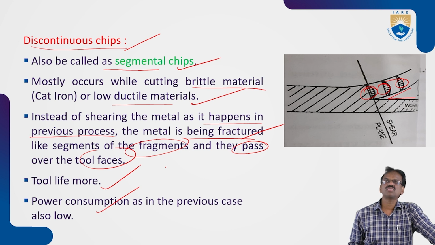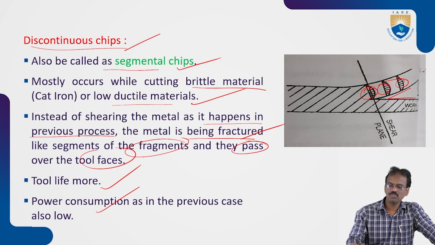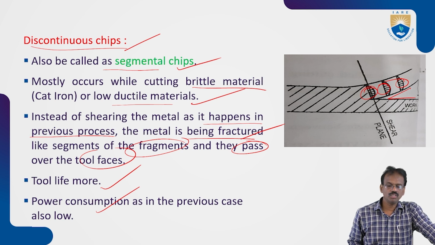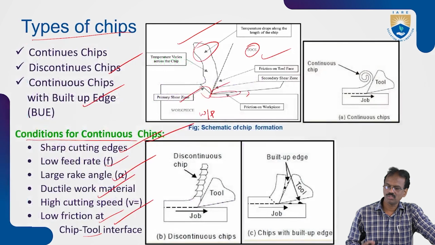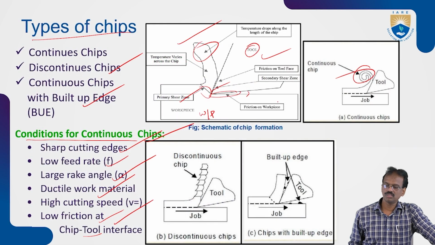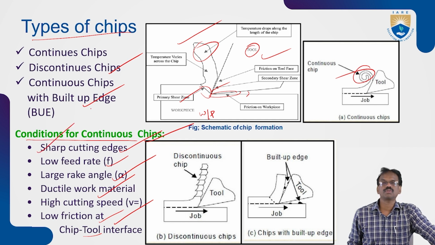But in continuous chip formation, the chips are formed in the form of curling shapes. Mostly this type of continuous chip occurs in ductile materials like mild steel. So here we'll see the continuous chip formation like this one. Continuous chips will occur in this continuous process. These are the main conditions for producing continuous chip formation.